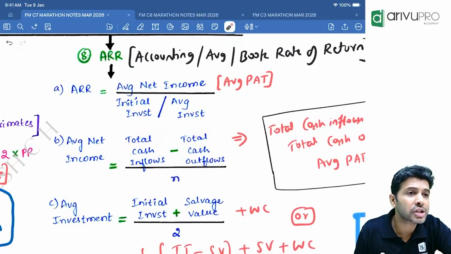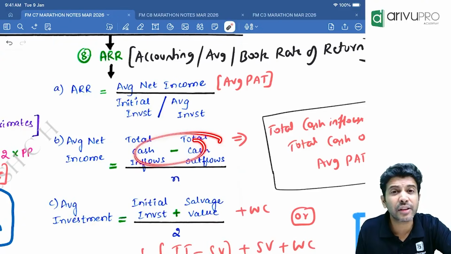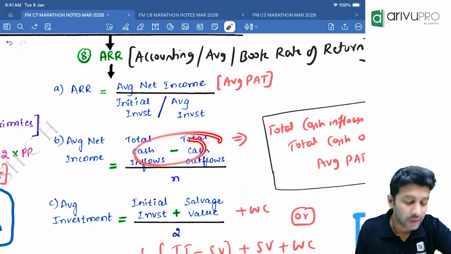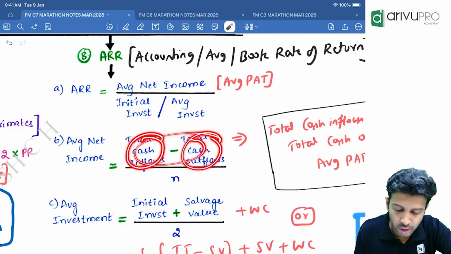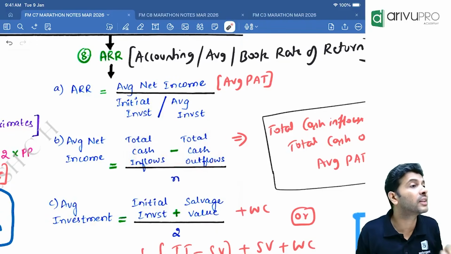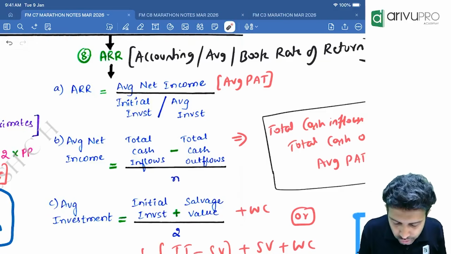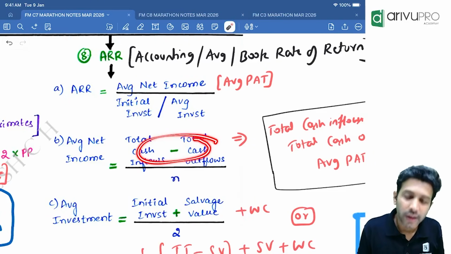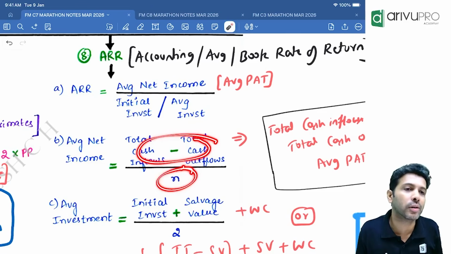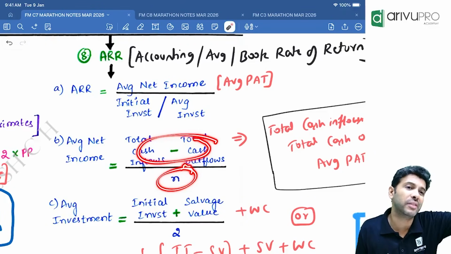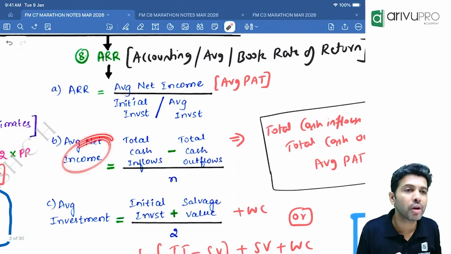Total cash outflow. When you do this, you get average PAT or total profit. Since this is total cash inflow and this is total cash outflow, you will get the total profit. You want total profit or average profit? So how do you get average profit? Take the total profit divided by the number of years. In my example, number of years was 5 years. So that will become your average PAT.